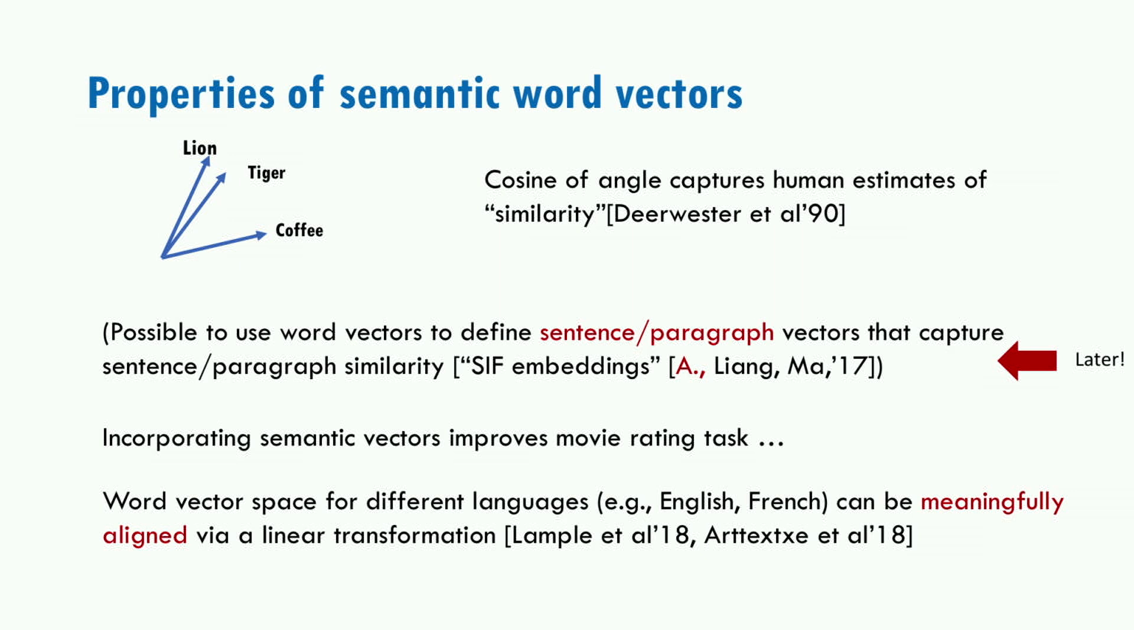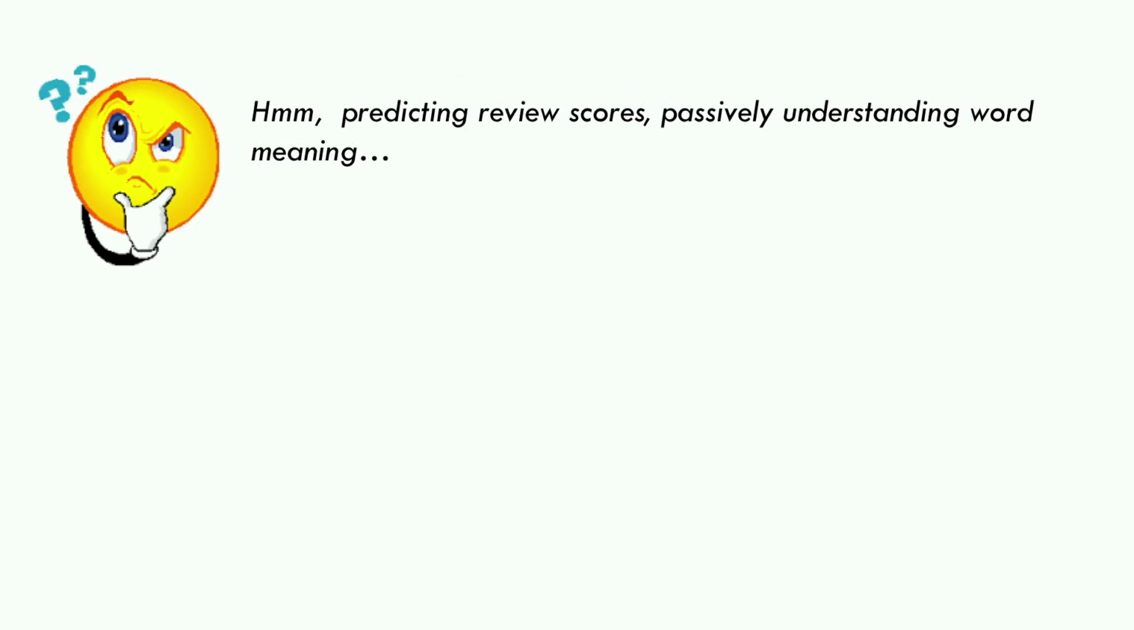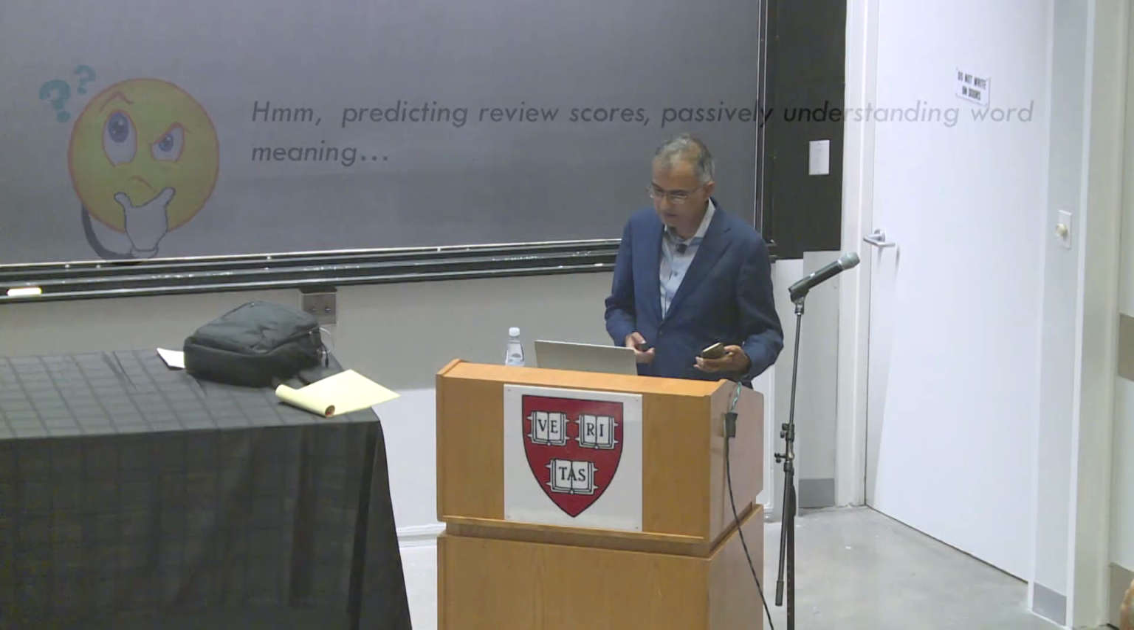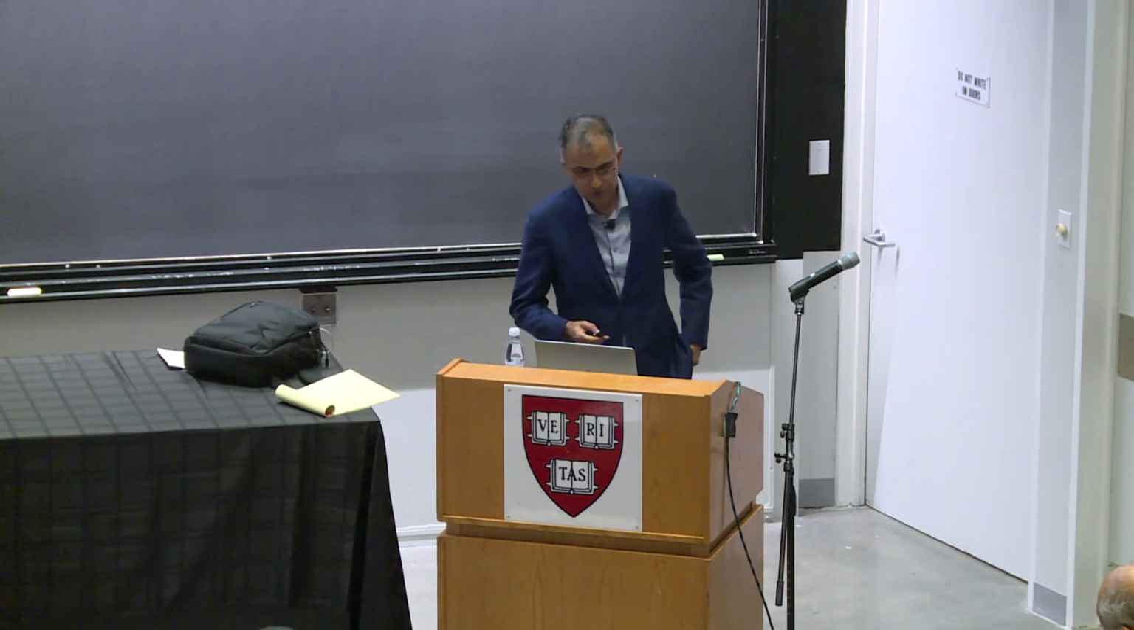From this slide, I want you to bookmark that comment about sentence and paragraph embeddings, because we'll need that before the end of the talk. All right. So predicting review scores, passively understanding word meaning, etc. Okay, so we've used machine learning for that.